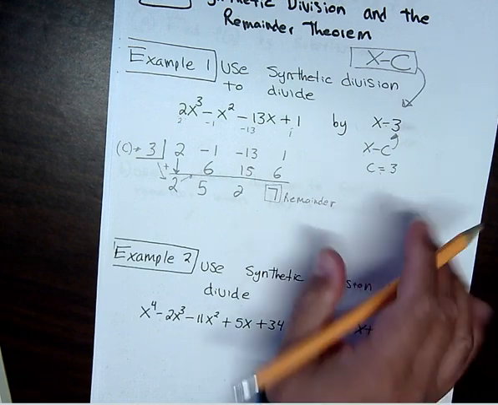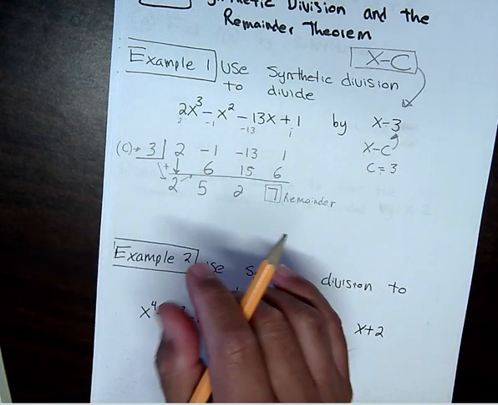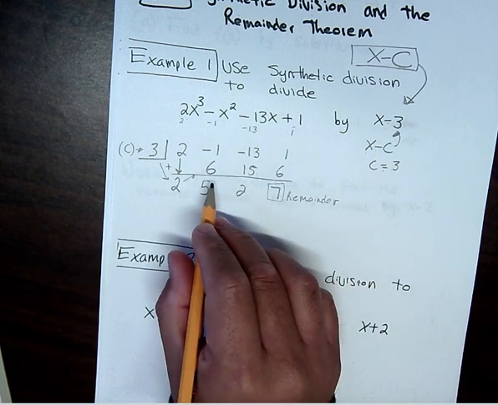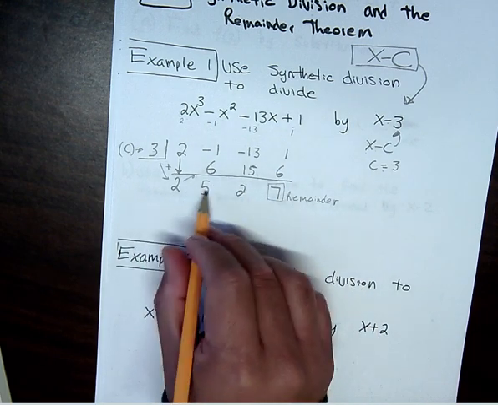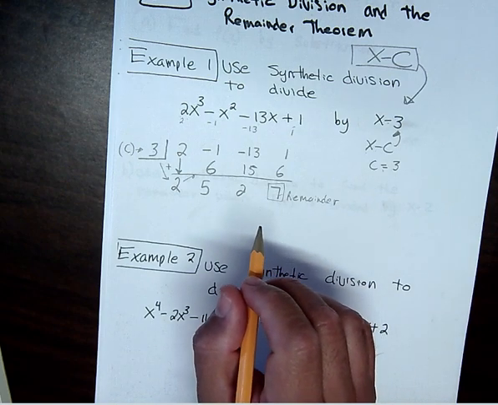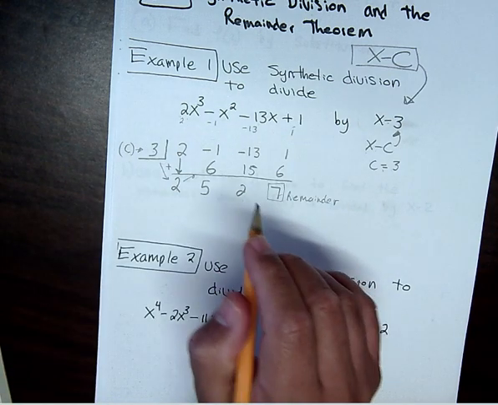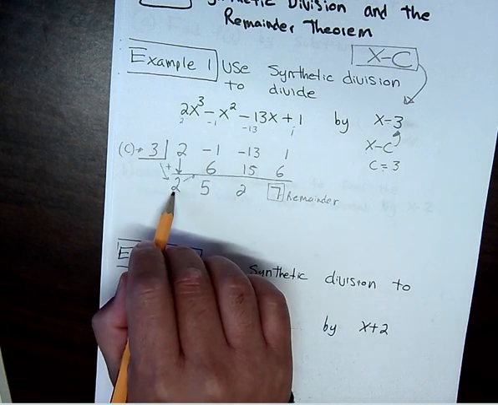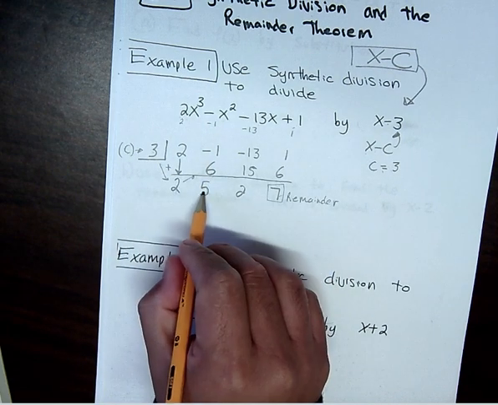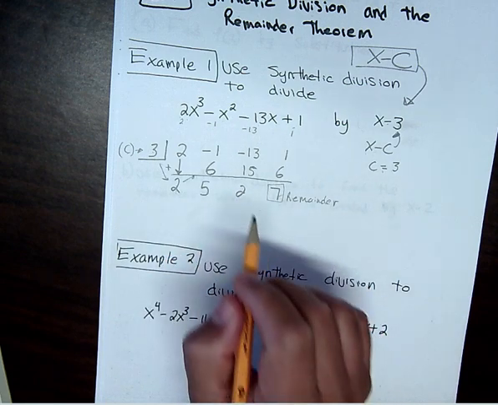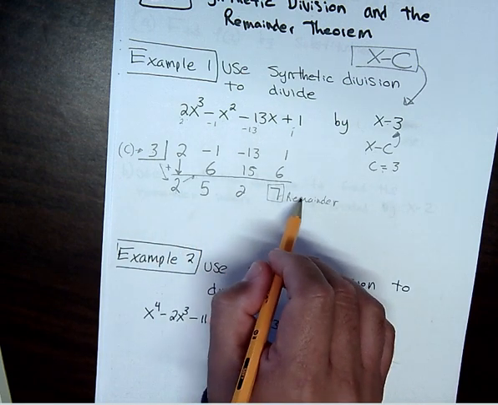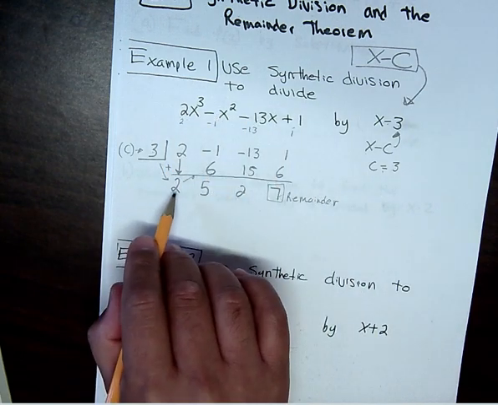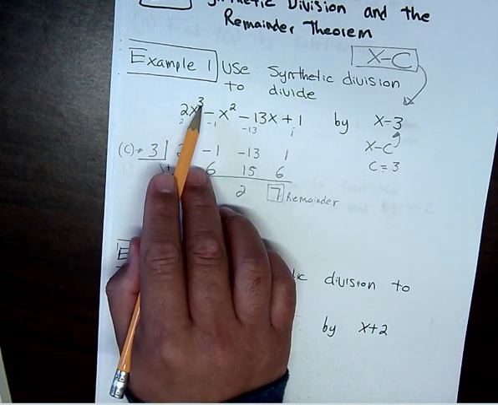Alright, so this is not the final answer yet. We still need to interpret this and build a polynomial using these numbers that you got down here. So this is why I need you to think. That 2 will be a coefficient of the new polynomial. That 5 is the same, and that 2 and that 7. So these are our new coefficients of the new polynomial. And it's always one less than the one you started with.